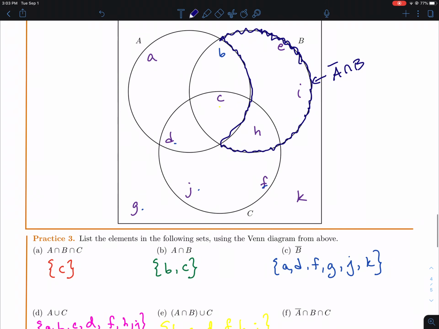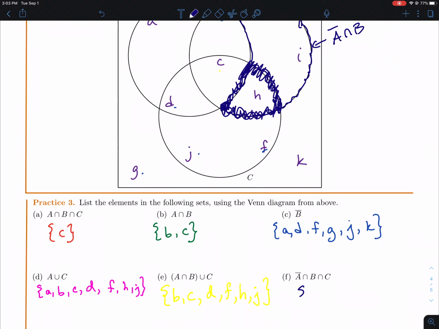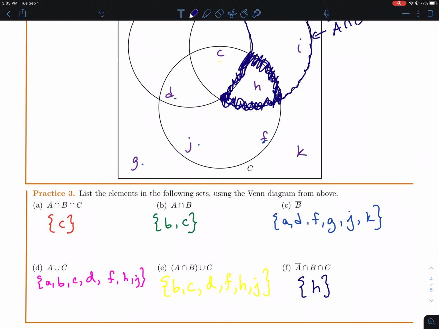And now to that, we want to shrink it down even further, because now we want to intersect that with C. So in this case, what we're looking at is just that part. E and I, all those things, since they're just in B but not in C, won't count. So it turns out in this case, there's only one element that lives in this set, and it's just the H.